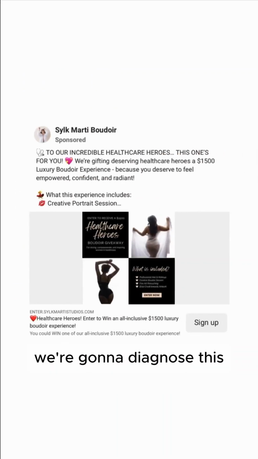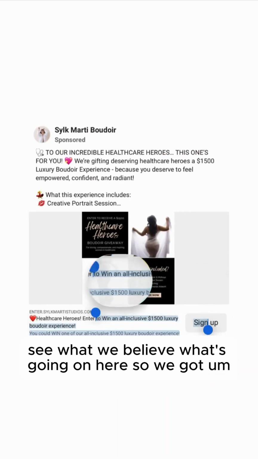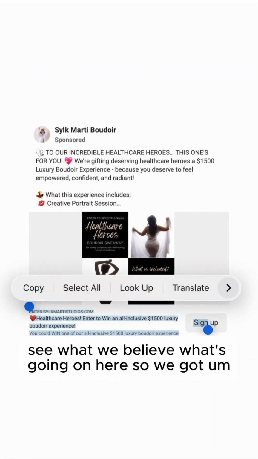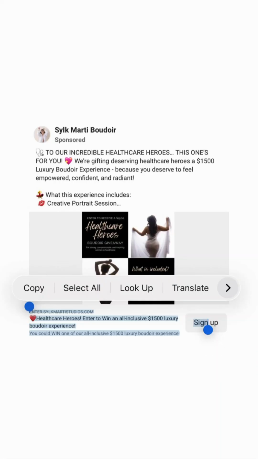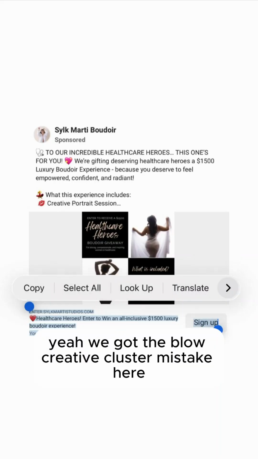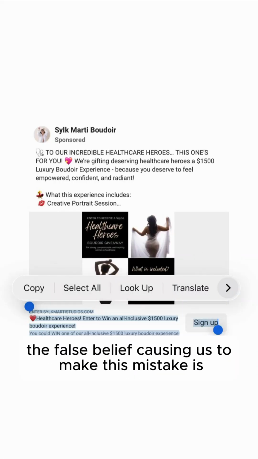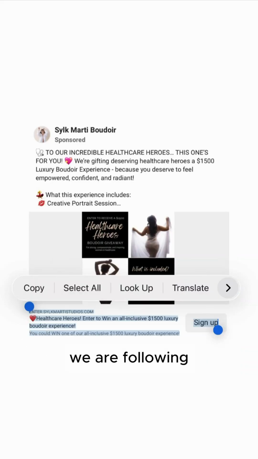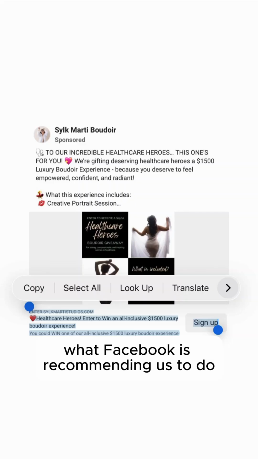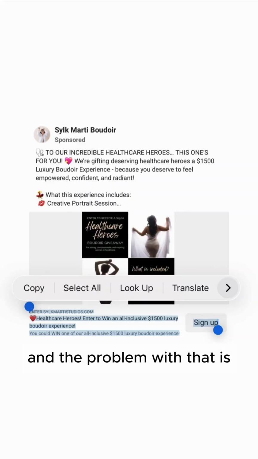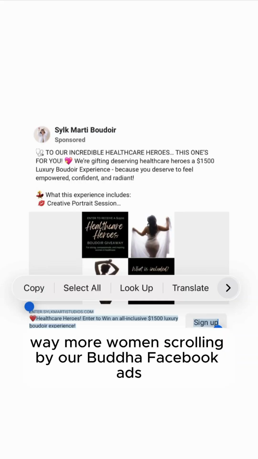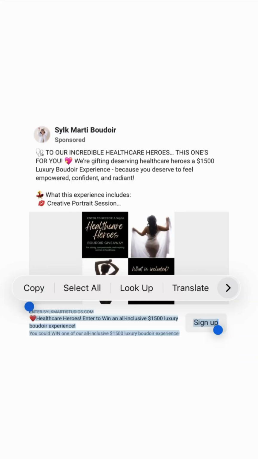So now we're here. We're going to diagnose this, see what we believe is going on here. So we got the below creative cluster mistake here. The false belief causing us to make this mistake is we are following what Facebook is recommending us to do. And the problem with that is the consequences it causes, which is way, way, way more women scrolling by our boudoir Facebook ads for no reason.